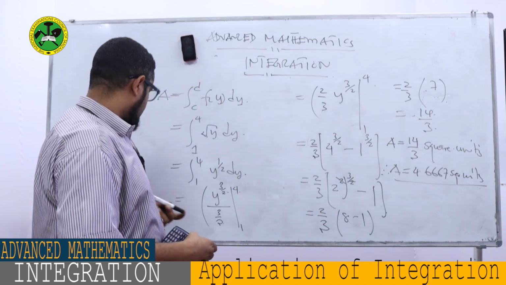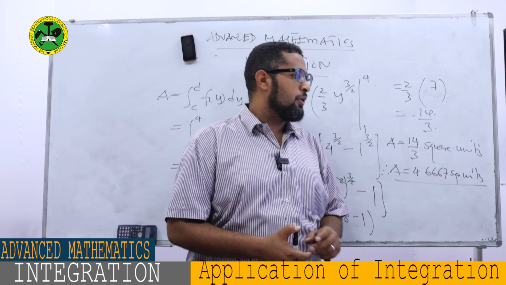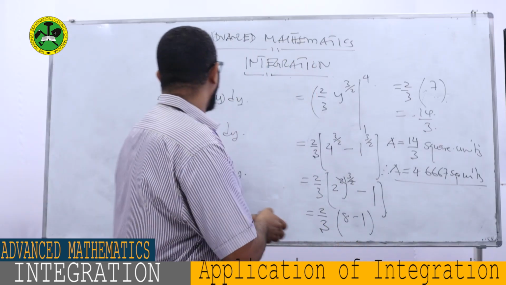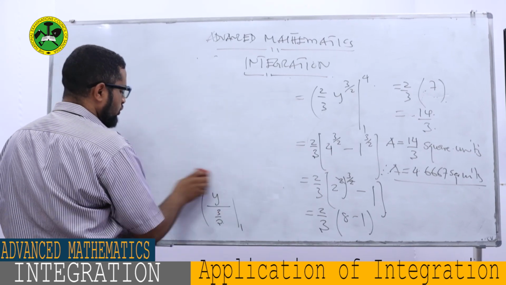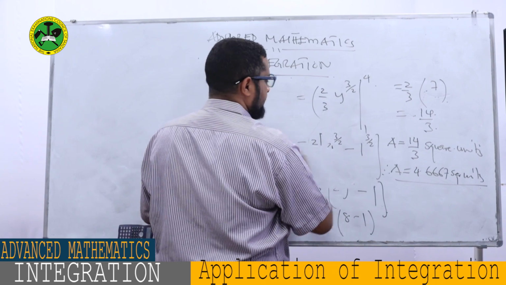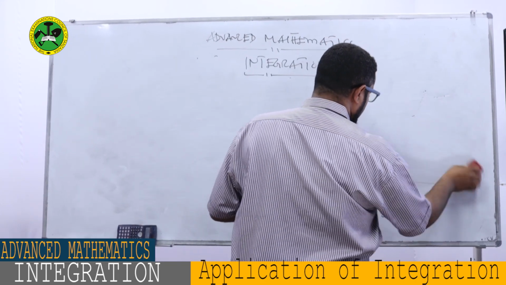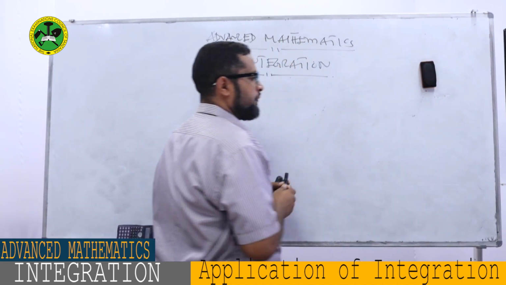Now, after that example, let's see the second example, under example number 2. We are given y square equal to 2y minus x, and the y axis. That is a tricky question because we don't know the limit. We don't know the limit that we are going to substitute in the integral sign. So you need to work on how to find that.